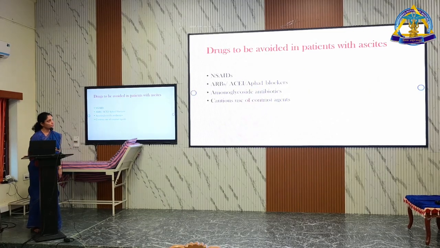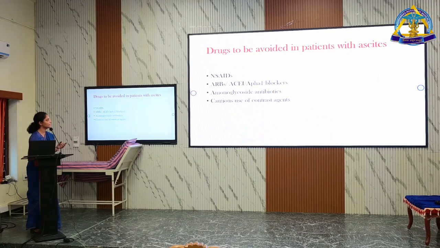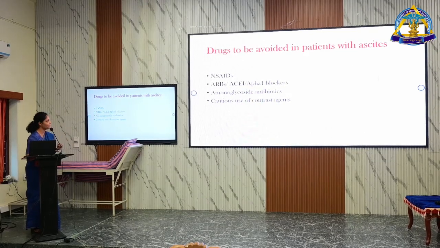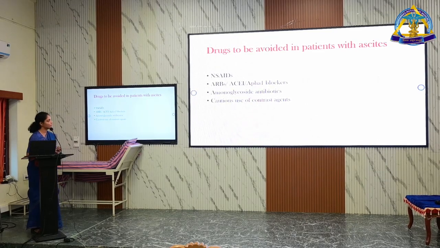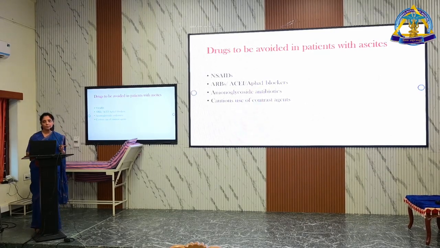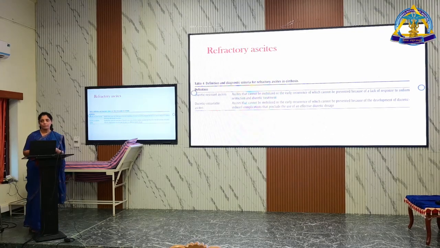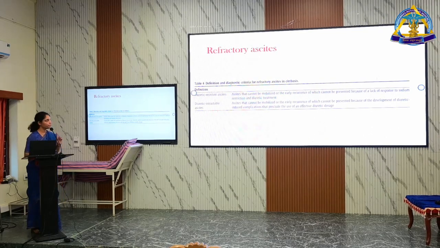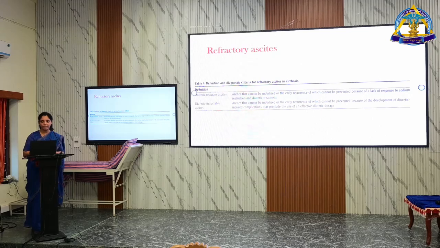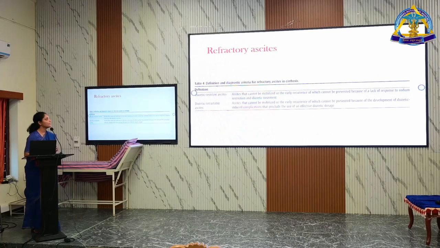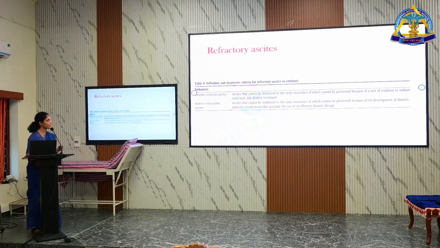You should always tell the patient, or at least you should know, that the drugs to be avoided in patients with ascites are NSAIDs, ARBs and ACE inhibitors, because they can further compromise renal function. Then aminoglycoside antibiotics, unless the culture says it's only responsive to aminoglycoside, are better avoided. And use contrast agents cautiously. Sometimes in the same patient you might suspect a mass lesion. Many times they don't develop contrast-induced nephropathy, but just keep in mind that they can always develop contrast-induced nephropathy or acute kidney injury if you're giving contrast.